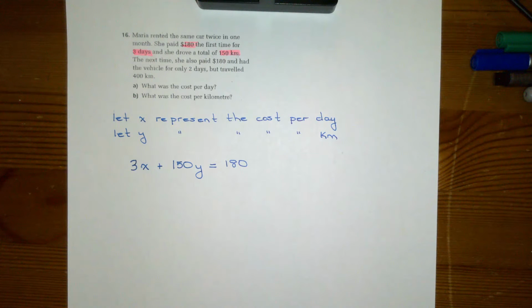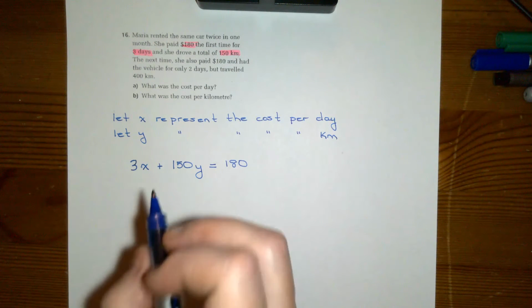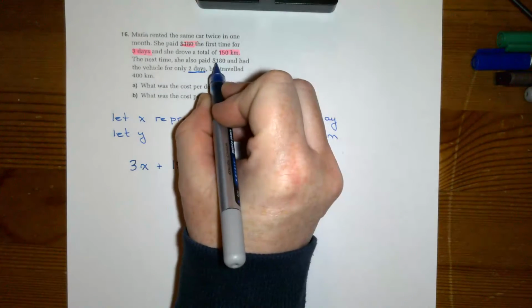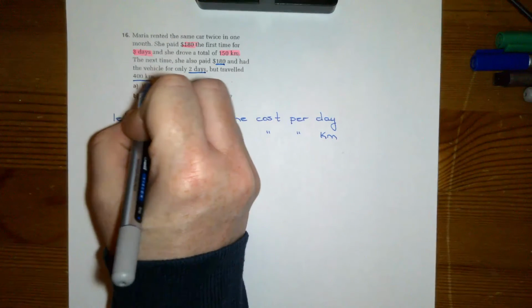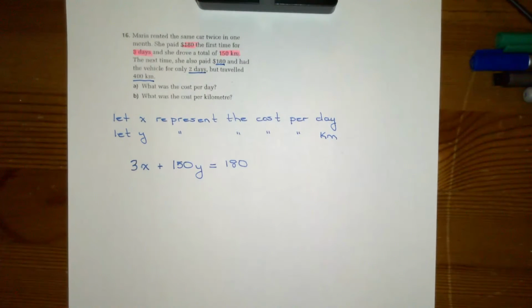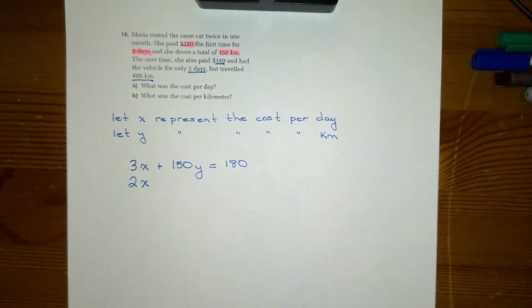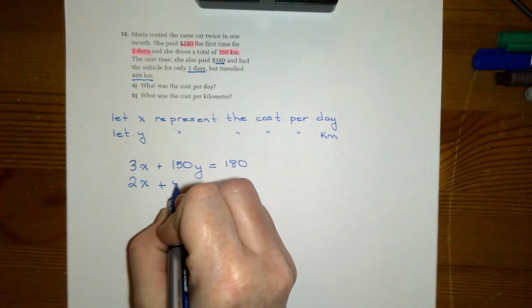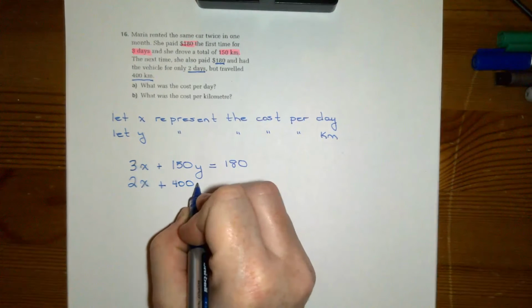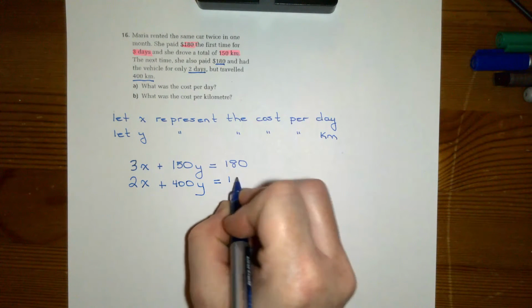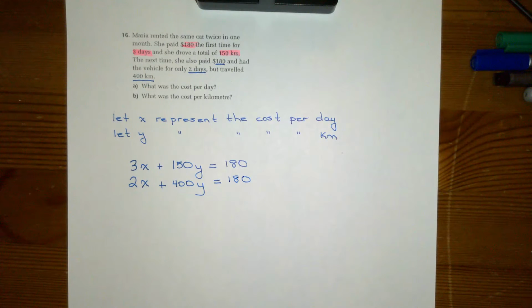So we're assuming that there's a price per day and there's a price per kilometer. Then if we look at the next one, it says that this time she traveled for 2 days. It cost $180 and she drove 400 kilometers. So we're going to do 2 days times the cost per day plus 400 times the cost per kilometer is equal to 180. And now we have two equations with two unknowns, and we can figure out the cost per day and the cost per kilometer.